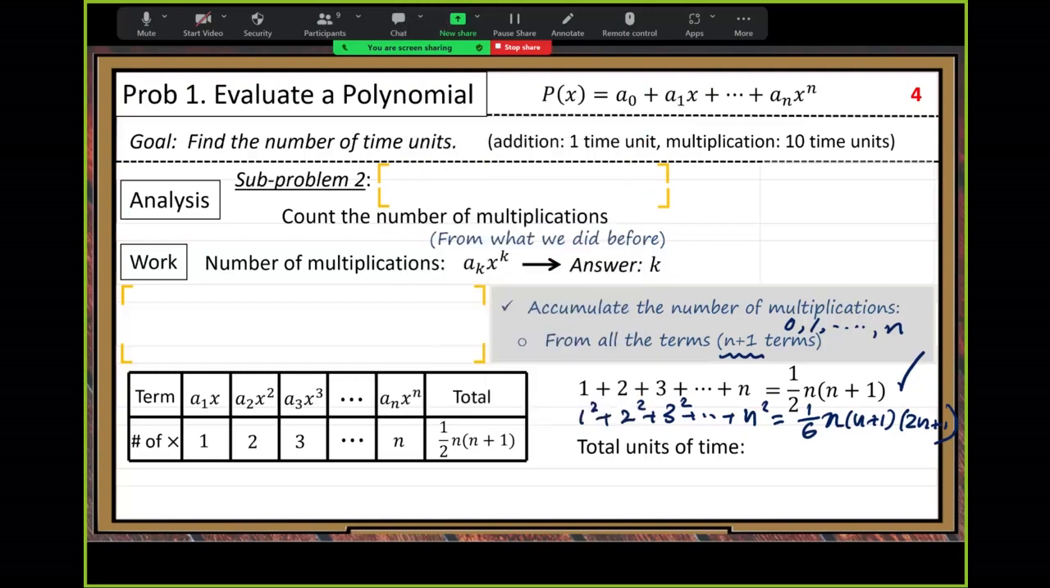We want to see how these number of multiplications can be converted to how many units of time. Based on our assumption, remember the problem?